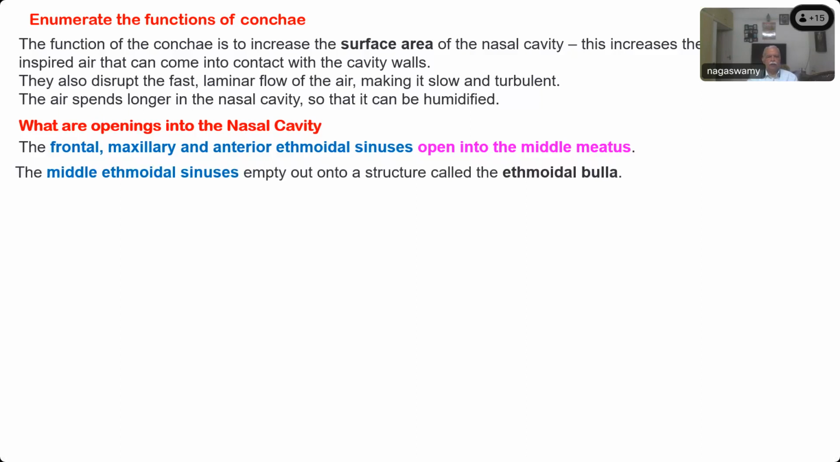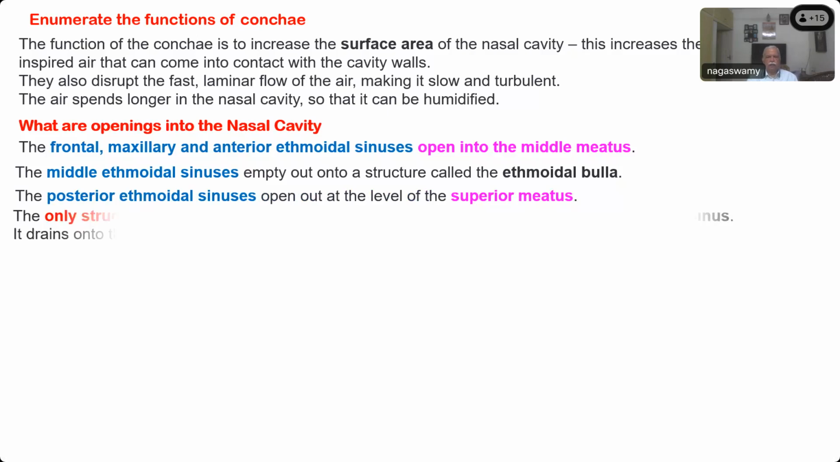The middle ethmoidal sinuses empty into a structure called the ethmoidal bulla. The posterior ethmoidal sinuses open at the level of the superior meatus. So ethmoid has three sinuses: anterior, middle, and posterior. Whereas frontal and maxillary are on either side of the nose, and the majority open in the middle meatus.